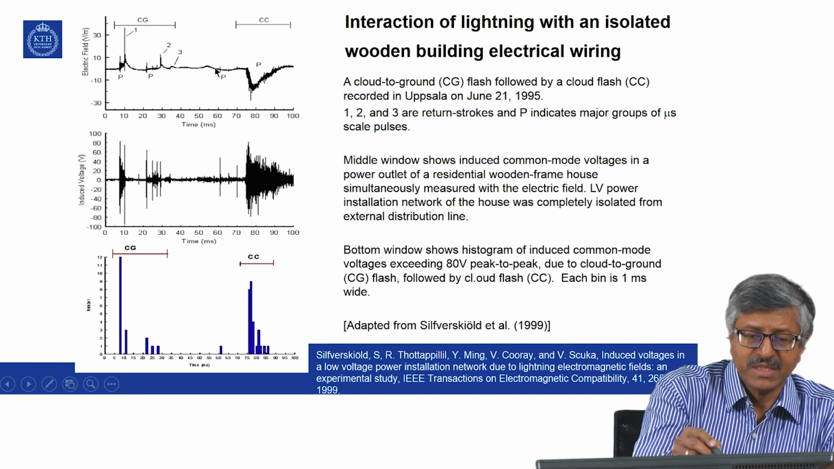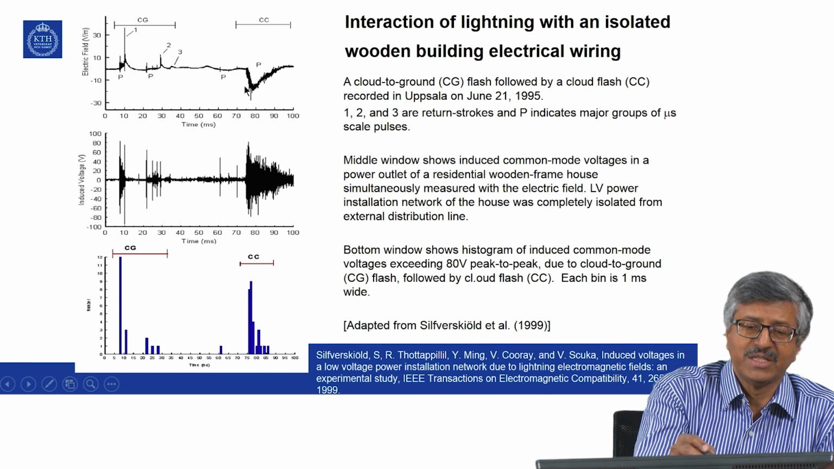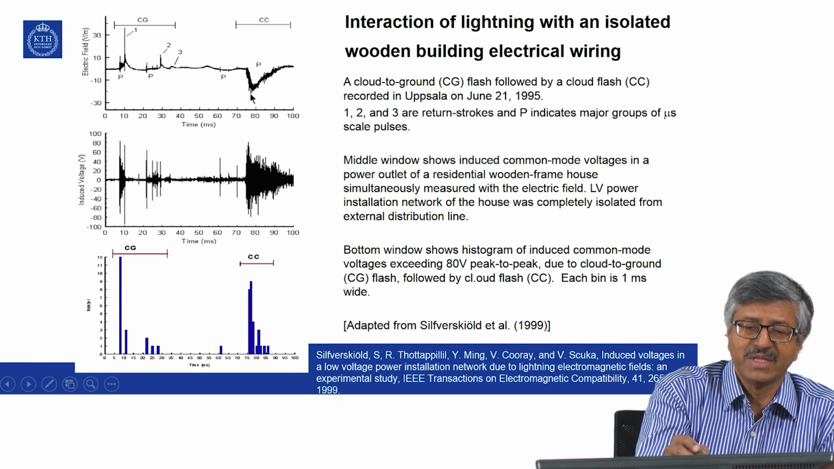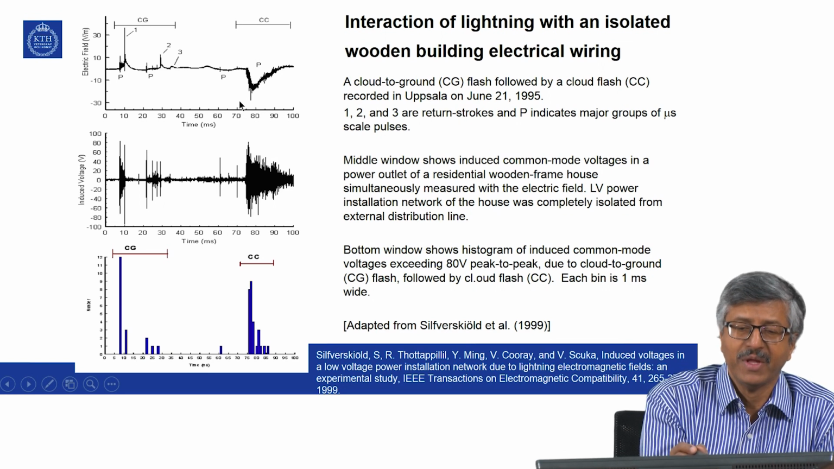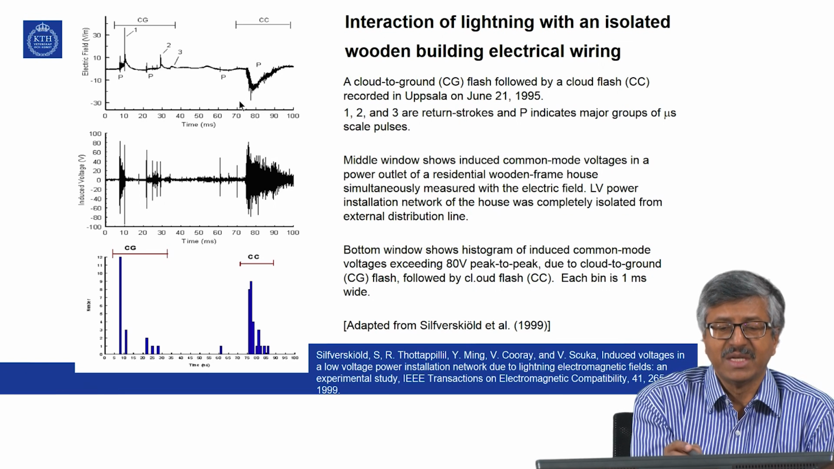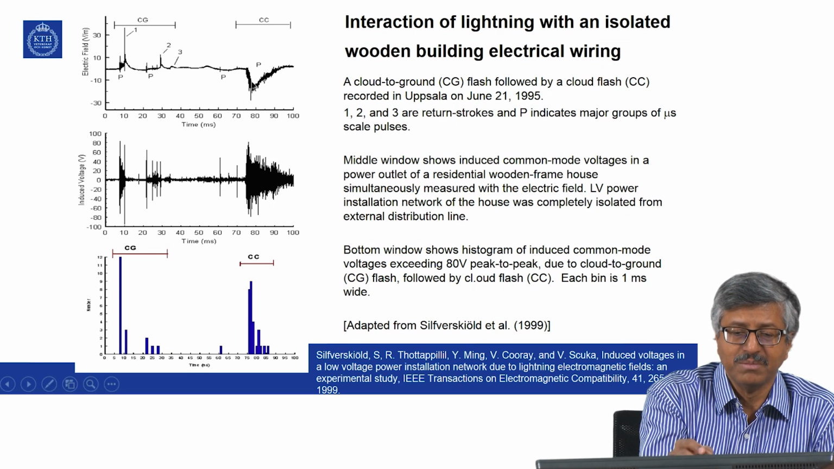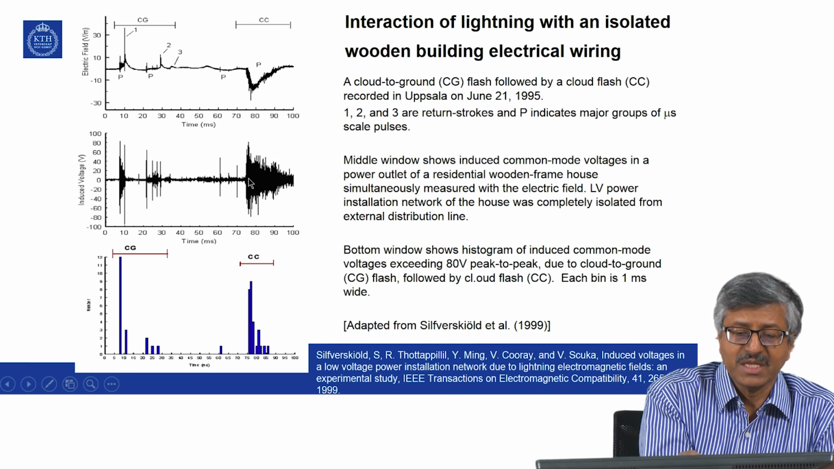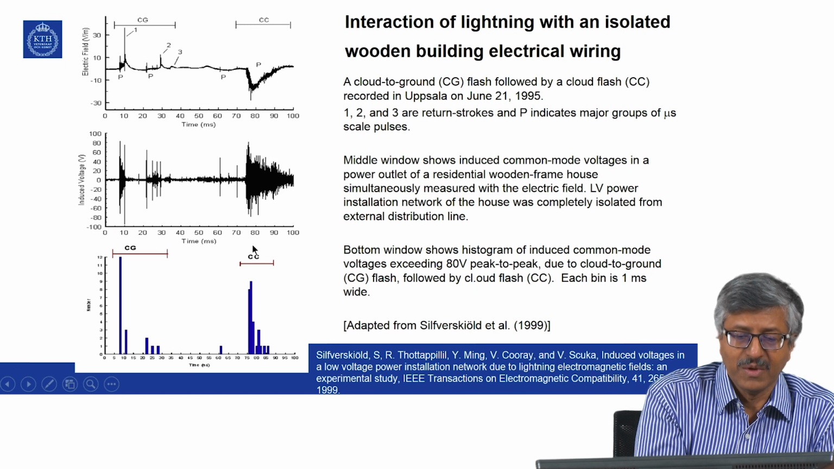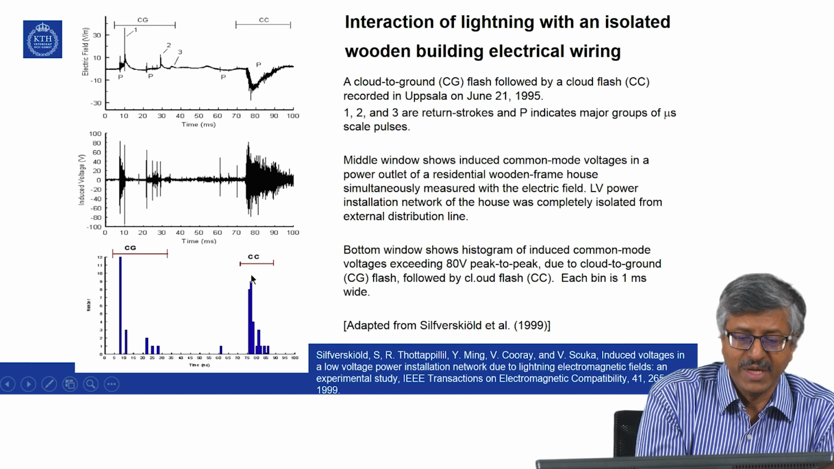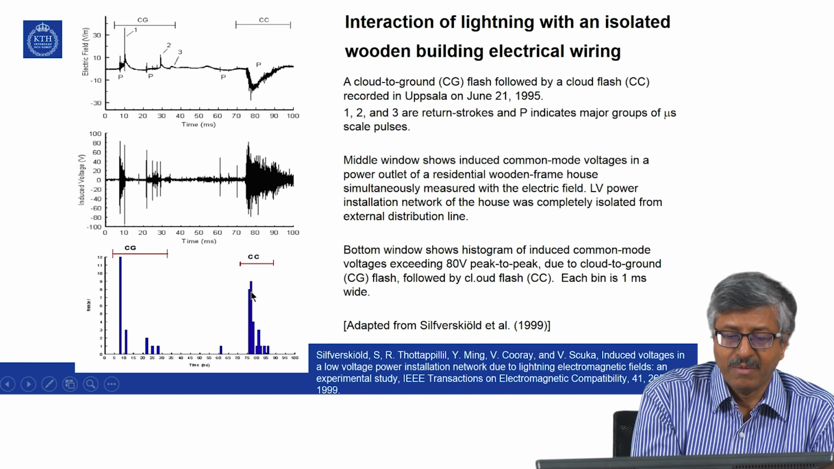Then some pulses in the cloud. Then what is shown here is a cloud flash. It has no connections to the ground. This happens in the cloud only. So what is interesting is that even though all these pulses, bipolar pulses, are happening in the cloud, the structure is responding to this, and you can find how many pulses exceeded 80 volt peak to peak over here.